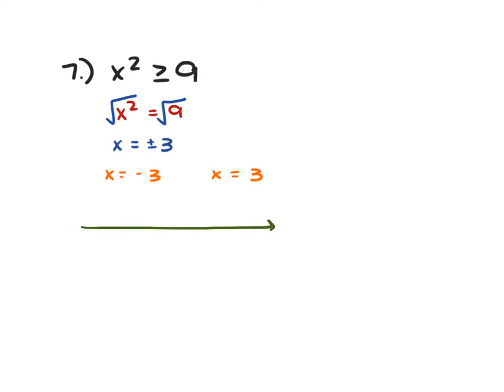So on my number line, I'm going to use the -3 and the 3. The number to the left of -3 that I want to use is -4. The number in the middle is going to be 0, and the number to the right of the +3 is going to be +4.